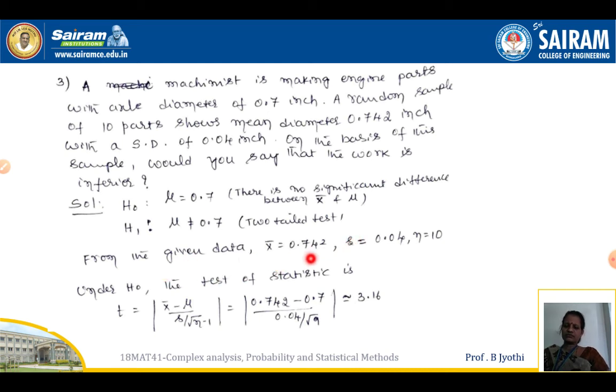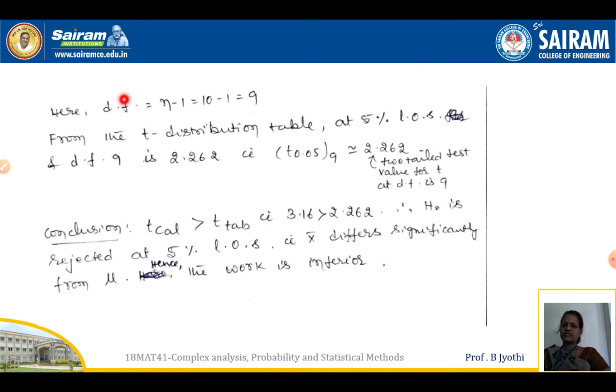So from the given data, x bar is 0.742, s is 0.04 and n is 10. So under the H0, the test statistic is x bar minus mu divided by s by root n, and on calculation we get it as 3.16. So degrees of freedom is n minus 1, that is 10 minus 1, 9. From the t distribution table at the 5% level of significance and the degrees of freedom 9, the value is 2.262. So this is the two-tailed test value for t at degrees of freedom 9.